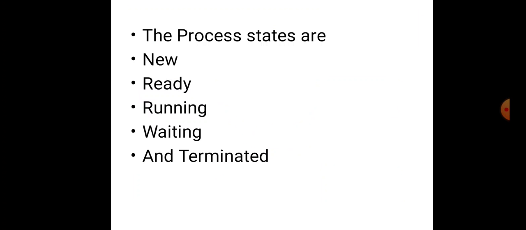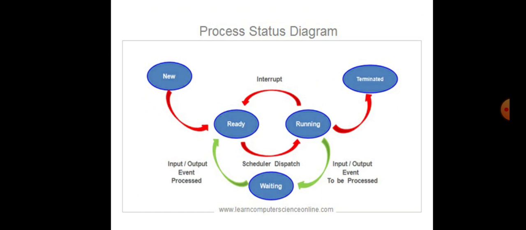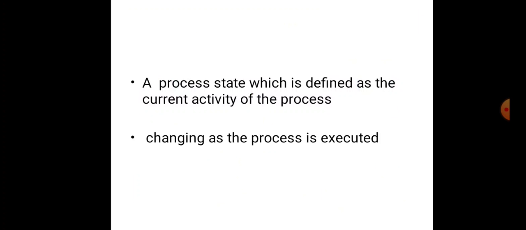Next, what are the process states? These are new state, ready state, running state, waiting state and terminated state. These are the 5 states present in a process. This is the process state diagram. This is the new state, after that ready state, after that running, and the final state is terminated state. Here you observe one more state, the waiting state. Let me see when the process comes to the waiting state.